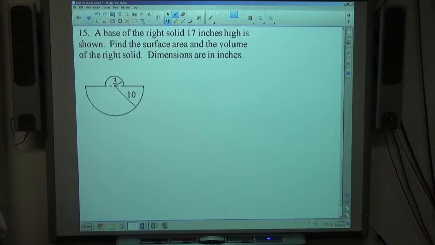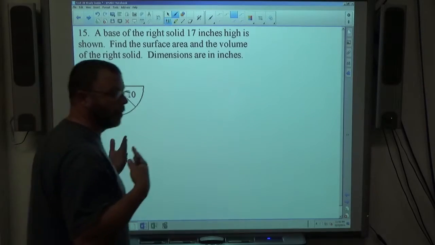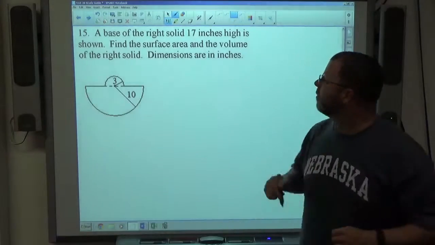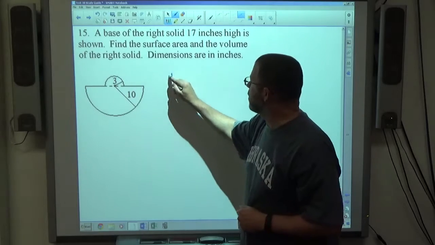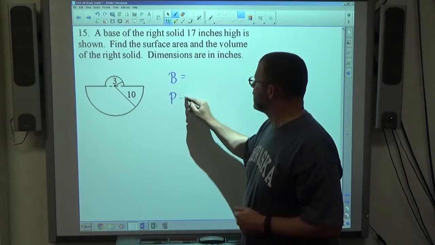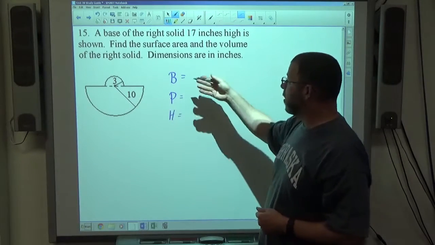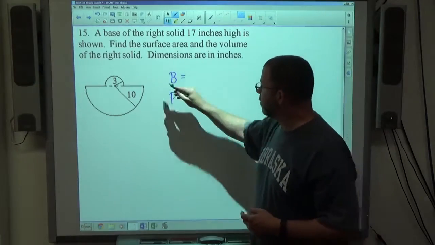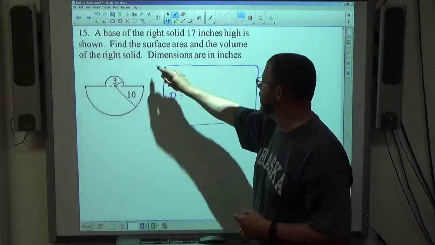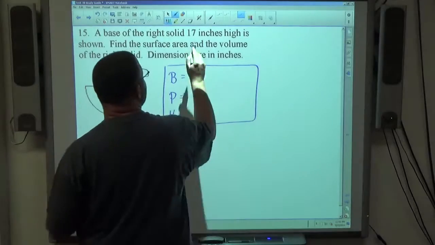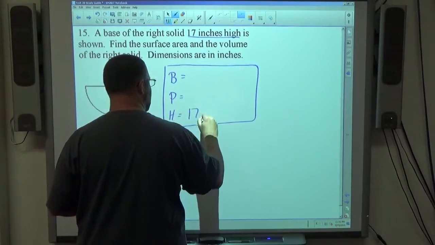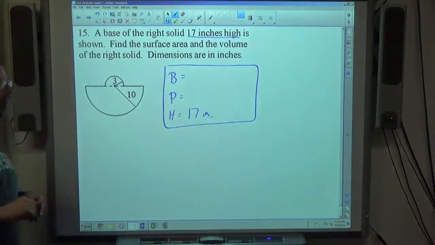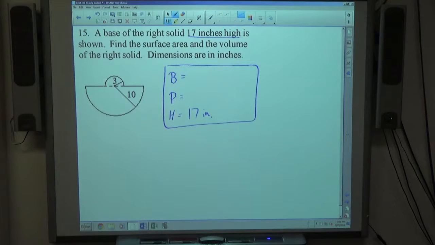And finally, number 15, a base of the right solid 17 inches high is shown. Find the surface area and the volume of the right solid. Dimensions are in inches. So they want surface area and volume. Surface area requires us to find the area of the base, the perimeter of the base, and the height of the solid. The volume only needs the base and height, but they're the same values. So I'm just going to start off by finding these three things. First off, 17 inches high. Height's done. All right. So the challenge of this problem specifically is finding the area and perimeter of this base.